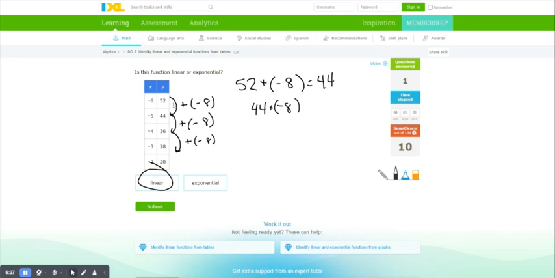Now I'm going to look at my y values and ask myself, are these increasing or decreasing? Well, as my x values increase, my y values are decreasing, right? From 52 to 20, we're decreasing. So this would be a decreasing linear function.